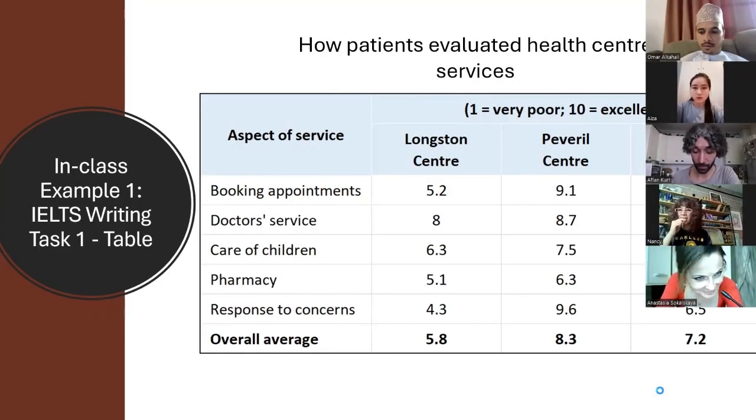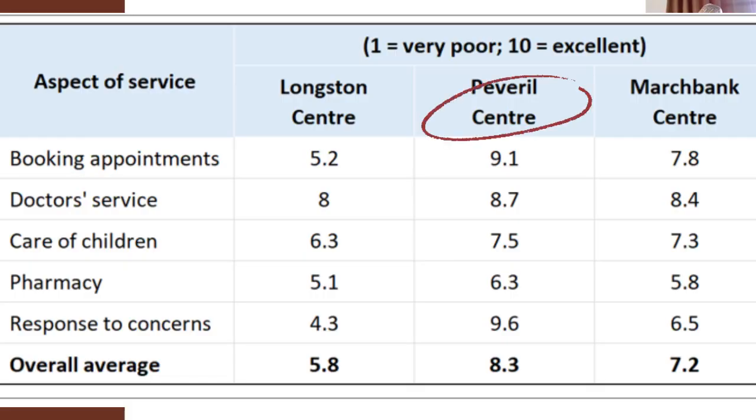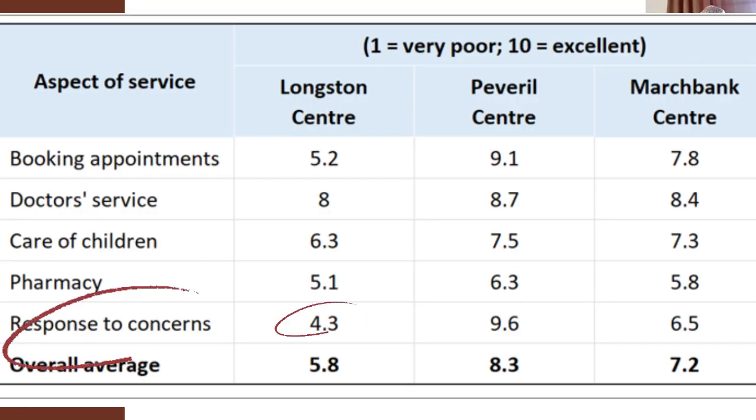I wrote down 3 sentences. The overall gratification points represent that most people were pleased with the service that Peveril Center provided. This is the first one. The chart shows that the patients were able to easily book appointments from Peveril Center. The last one is the Longston Center had the lowest point of satisfaction in response to patient concerns.